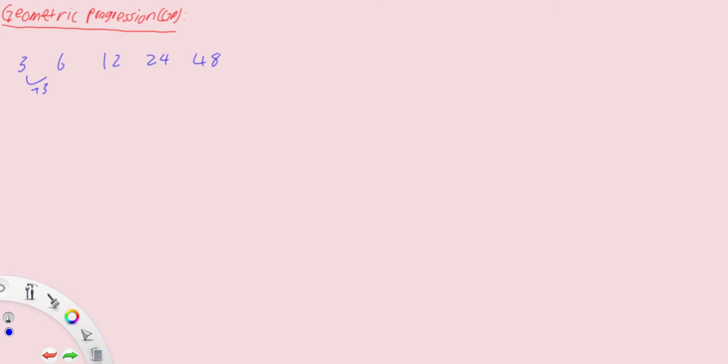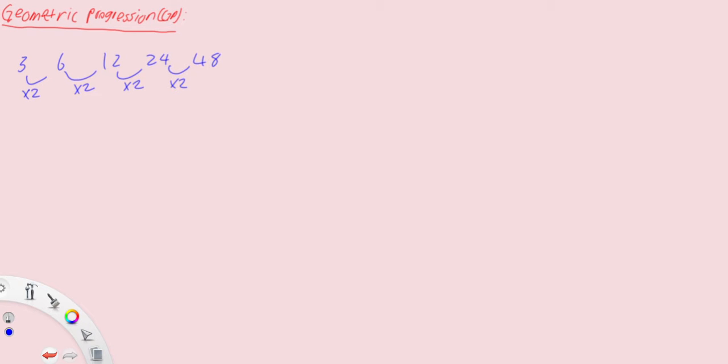However, a better way of seeing this is noticing that from 3 to 6 is times 2, from 6 to 12 is times 2, 12 to 24 is also times 2, 24 to 48 is also multiplied by 2. So this is an example of an increasing geometric progression.